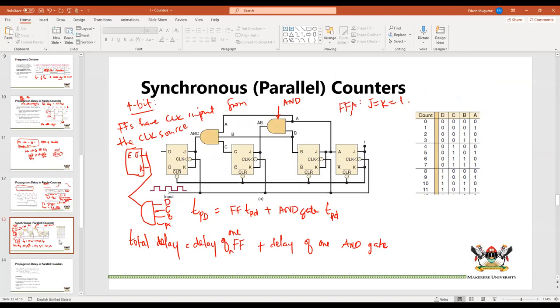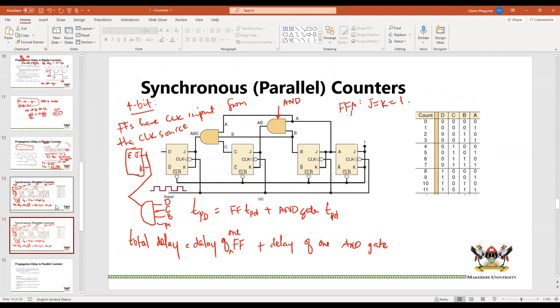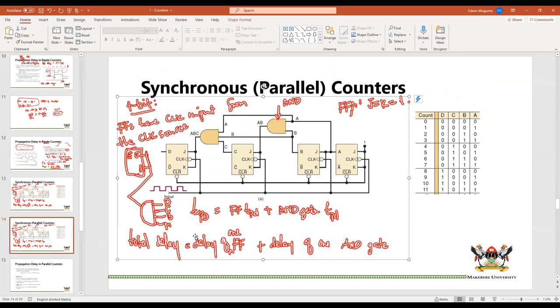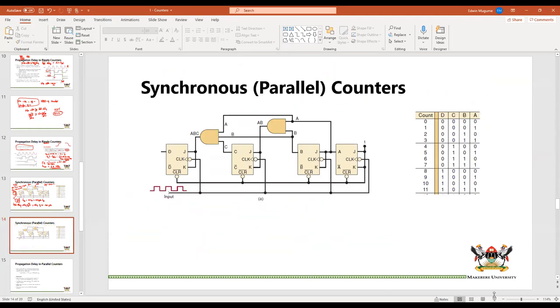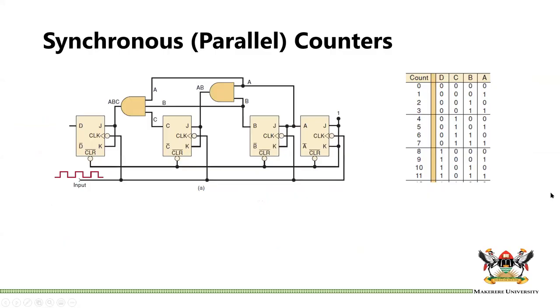Right, so now how does this operate? I'm sure you know how this operates because it's just digital anyway. Let us start by assuming that DCBA is equal to 0000. Remember, for A, J and K are always 1. So we expect that every time the clock pulse comes in, we are going to toggle, and you can see that we toggle every time.